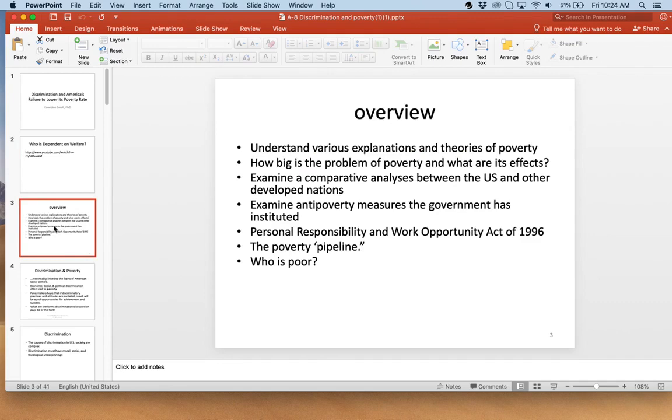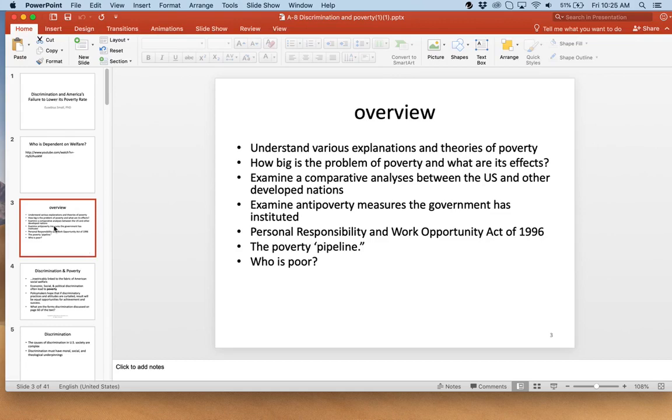The first thing that you have to know is to understand what are the various explanations and theories of poverty in America. The question is not that we don't know what causes poverty, but there are various schools of thought that explain why we have poverty. The second thing is, how big is the problem? What's the scope of poverty? And what are the effects? Who does poverty affect mostly? And why does it affect that segment of the population?